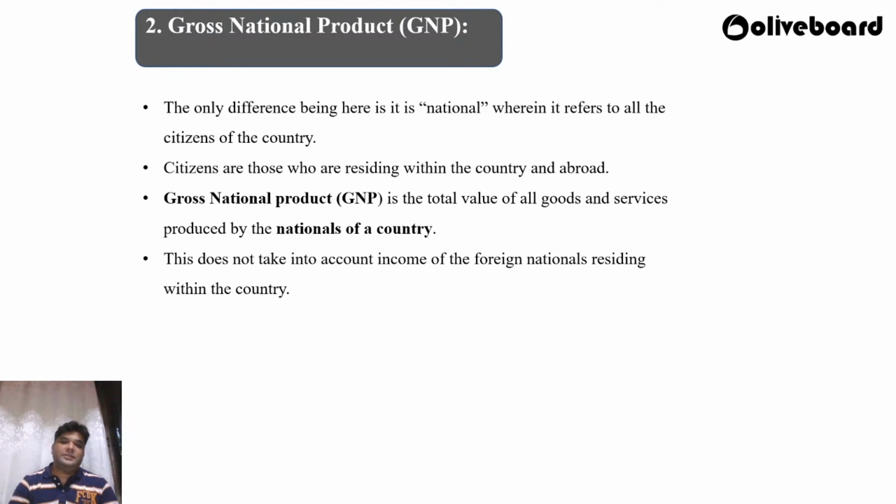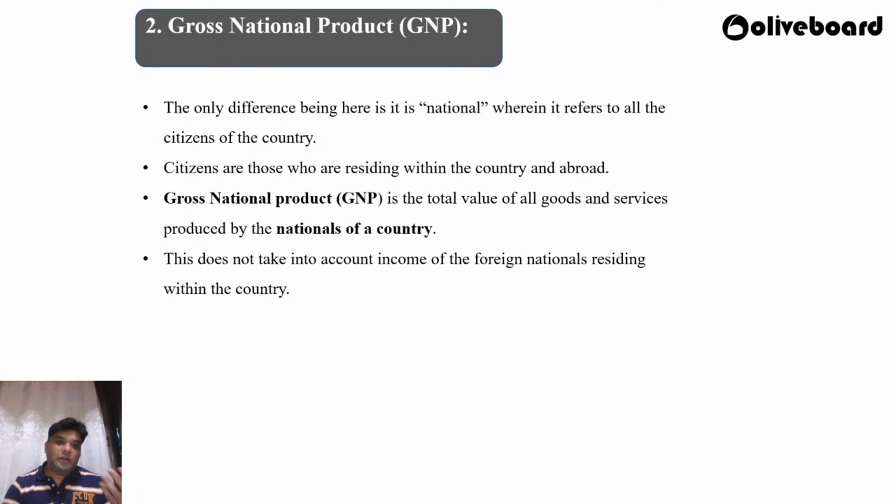And we see that Indians are everywhere because they have gone out in search of greener pastures. That means they have gone out in search of better livelihood opportunities. Right? So when you talk about gross national product, you will take into account the productivity of all the Indians across the globe.